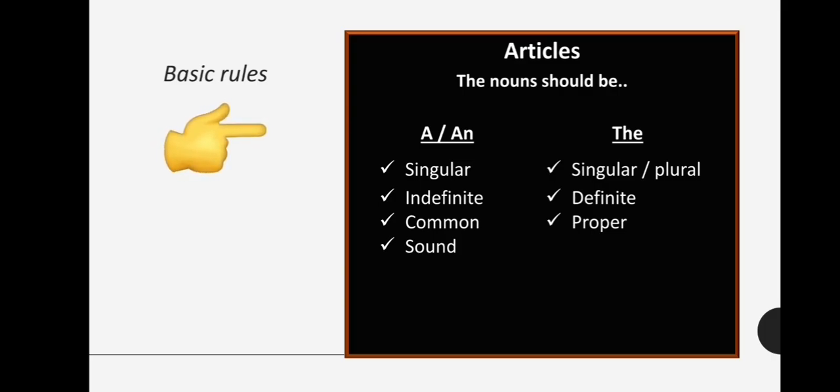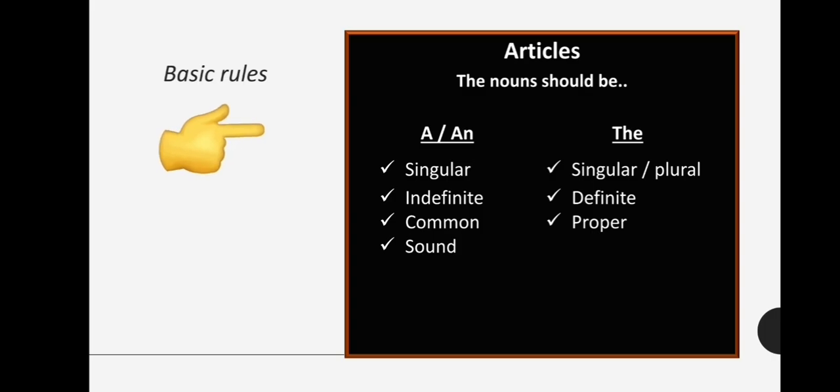Your noun should be indefinite, that is the common noun, and also it depends on the sound where we can put an and not a. Now the next part is the. Similarly, the noun has to be singular or plural, either can do. Next, it should be a definite one, precisely which you are talking about, and also the proper noun. I hope by now all your doubts have been cleared and you will be able to solve the exercise.